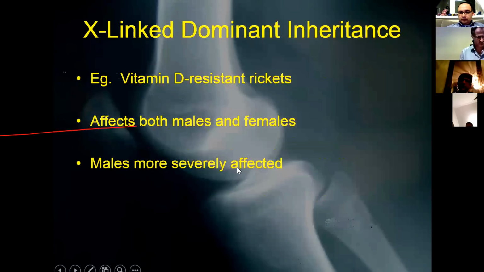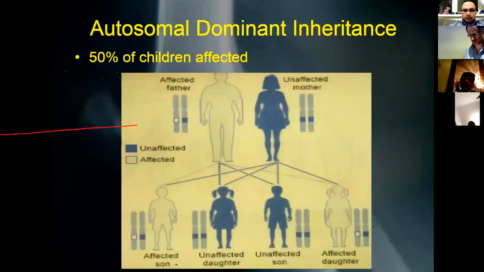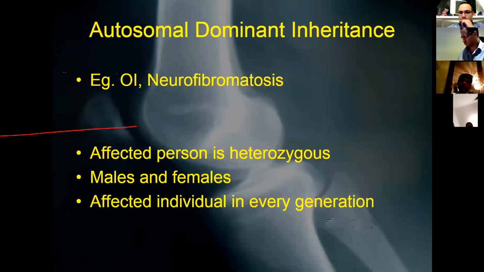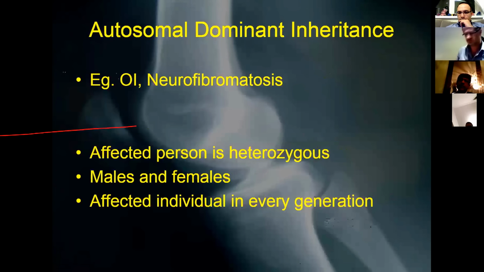I just want to recap so you don't get confused. Let's start again. Autosomal dominant is the first one. Common examples are osteogenesis imperfecta and neurofibromatosis, affecting males and females, with an affected individual in every generation.